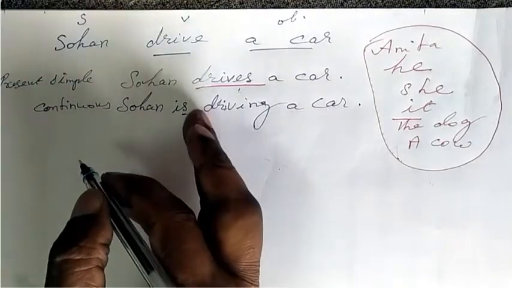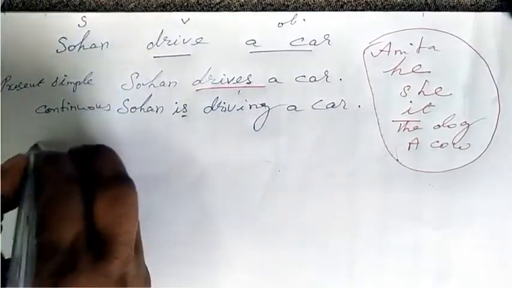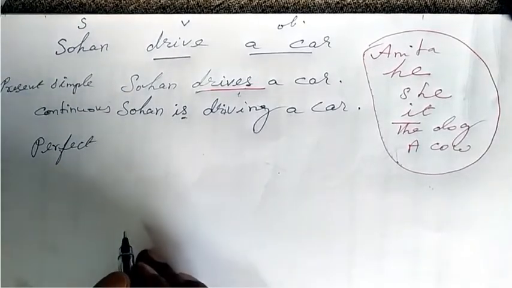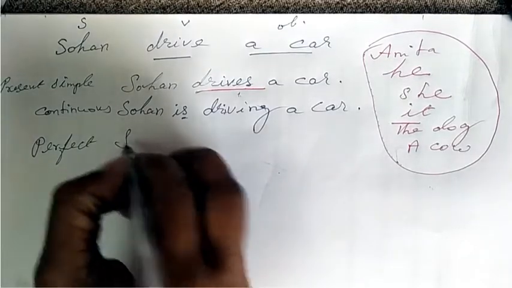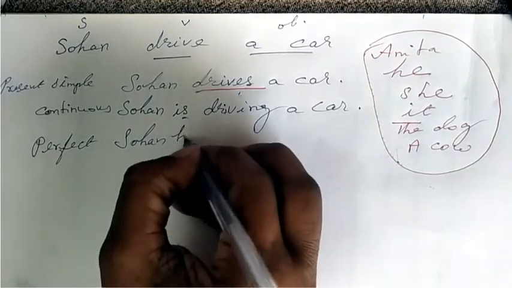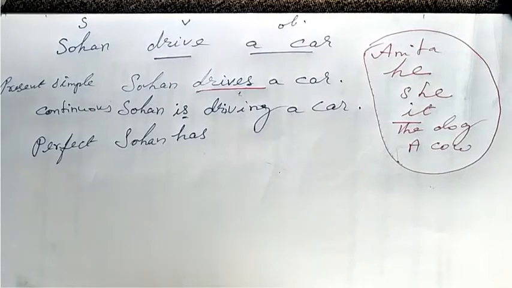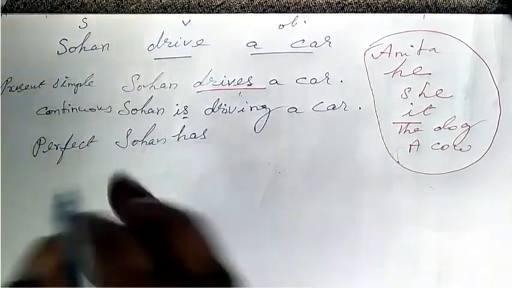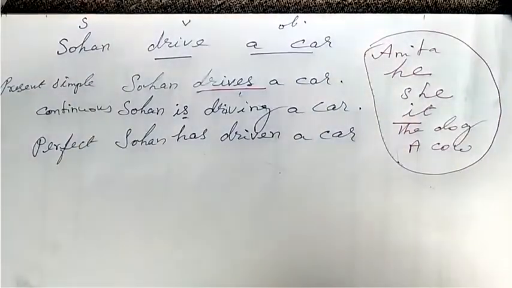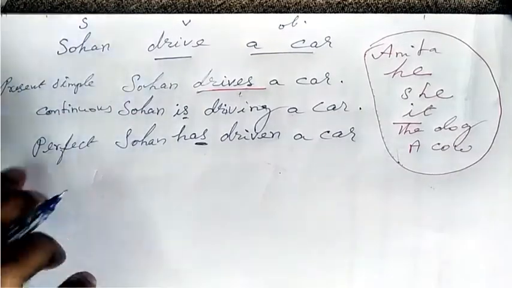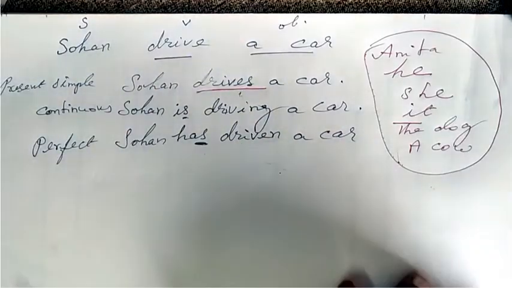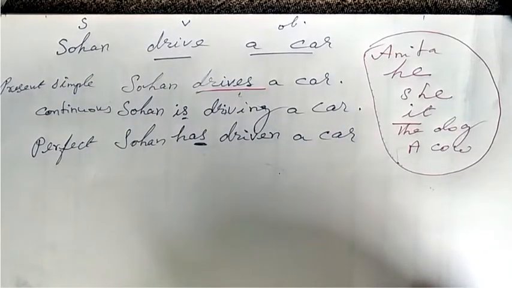We can have perfect tense, present perfect tense. How do we make it? Sohan, have group, but there is a S connected word, has. Sohan has driven a car. The has makes it third person singular, and the combination has driven, past participle, makes it perfect tense.